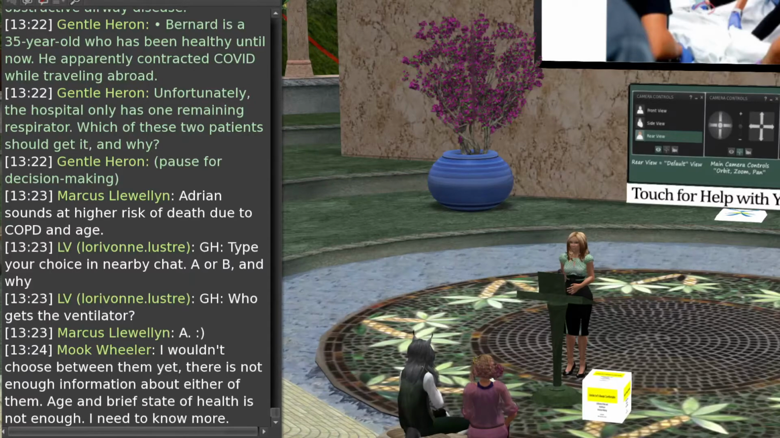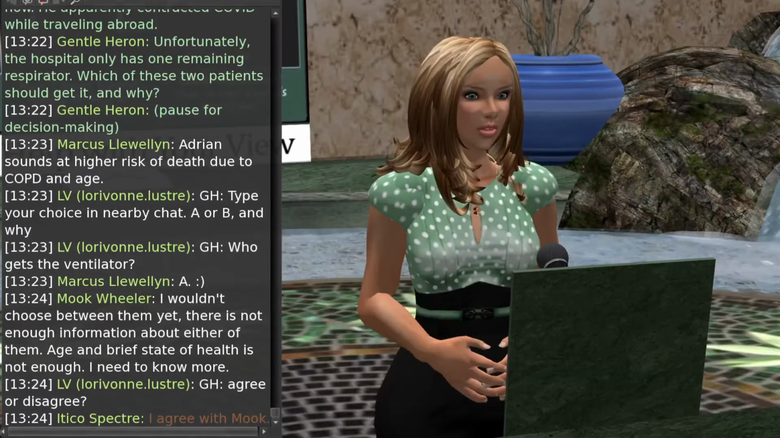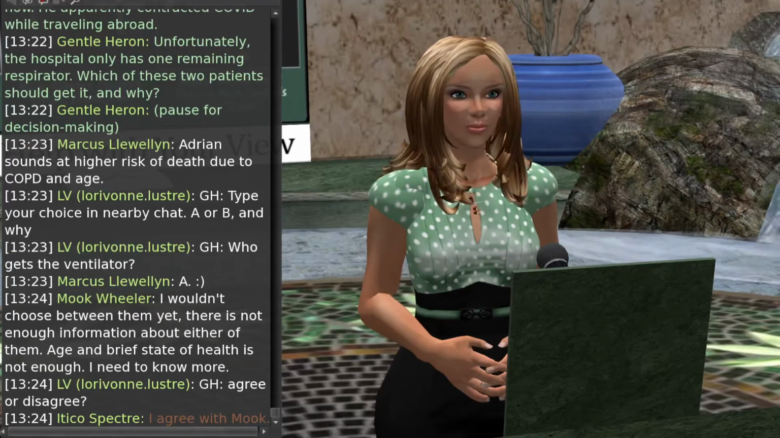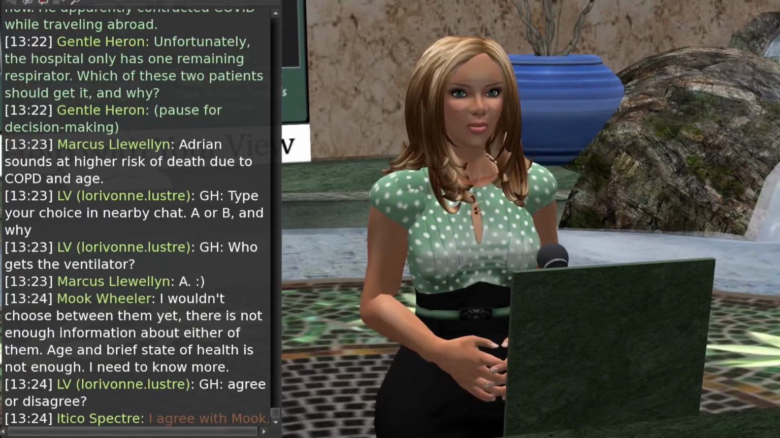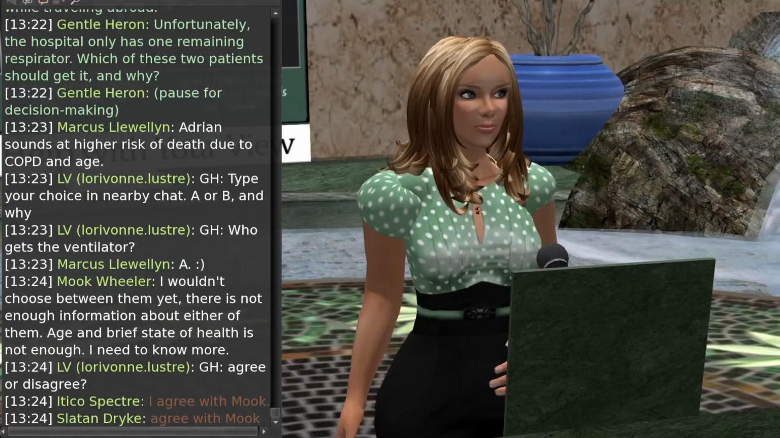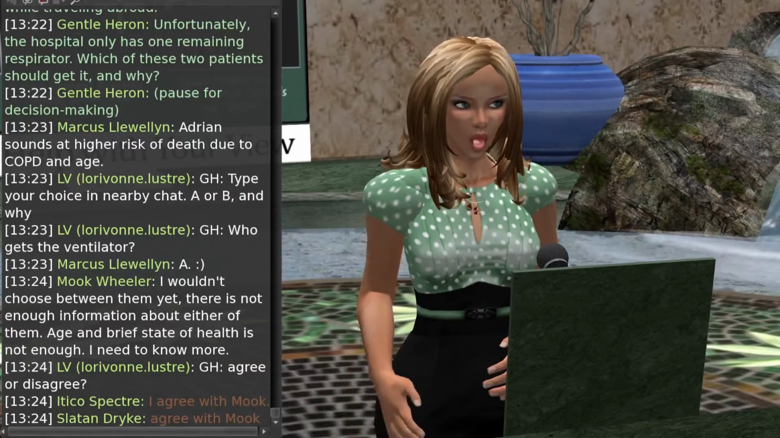Mook wouldn't choose between them yet. There's not enough information about either of them. Age and brief state of health is not enough. Mook needs to know more. Idiko agrees with Mook. Okay, let's look back at the rules of thumb. We can't save both of them, so number one doesn't apply.